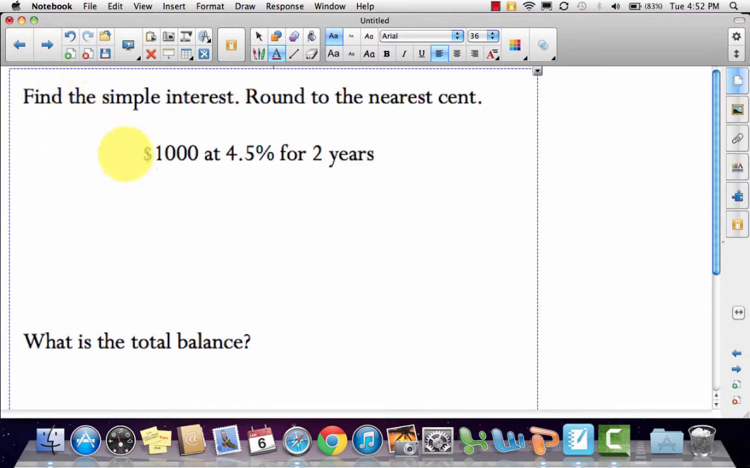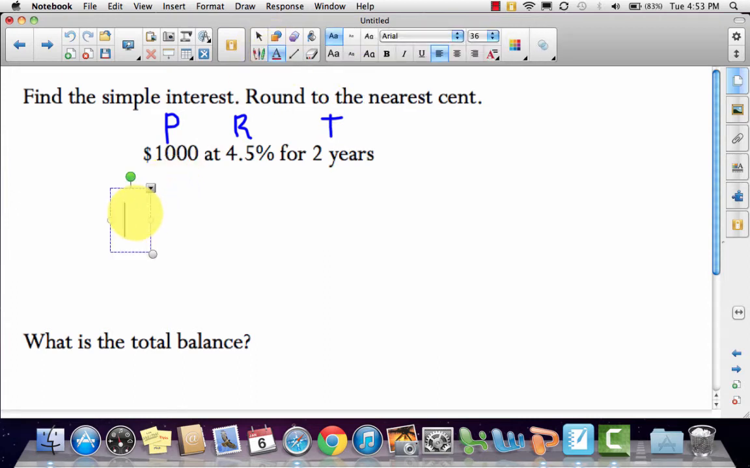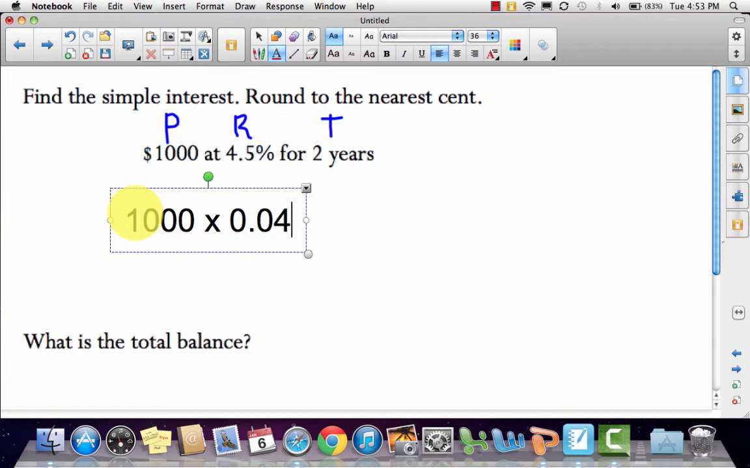Here's another similar example. Again, I want to identify what is the principal, what is the rate, what is the time. So the principal is the amount of money I start off with. The rate is the percentage. And the time is the years. So I equals P times R times T. So P is 1,000 times R, 4.5% as a decimal is 0.045. And this time my years is already years. I don't have to change anything. So I'm just going to substitute that in as a 2.